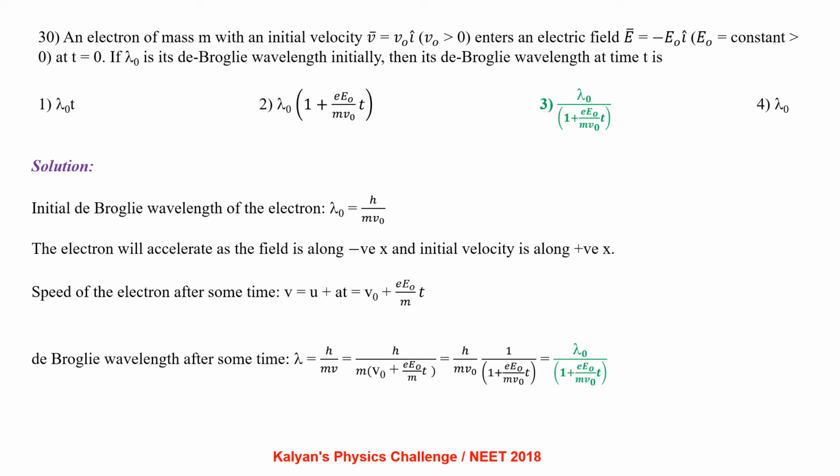Putting the value of velocity there, we get lambda equal to h by m times v naught plus eE naught by m into t. Simplify this formula to obtain the final answer: lambda naught by 1 plus eE naught by m v naught into t.